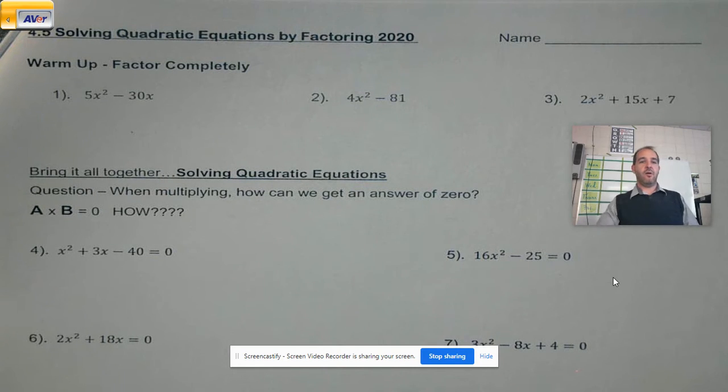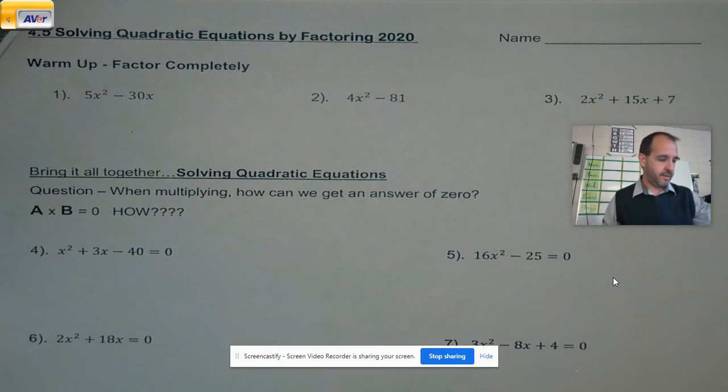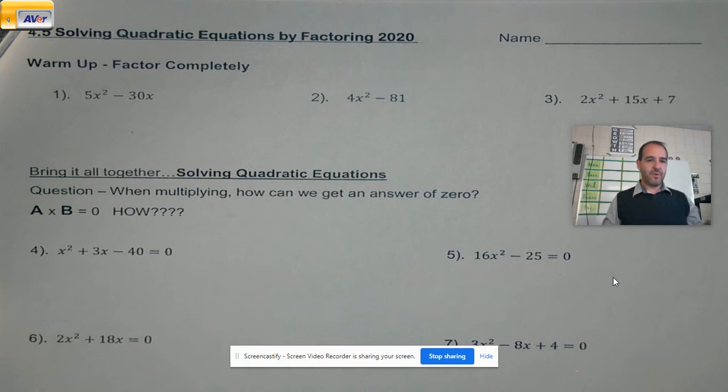We are working on the Algebra 2. The F word is back. Yeah, it just doesn't go away. It doesn't. Just telling you. So, okay, let's jump right in here.